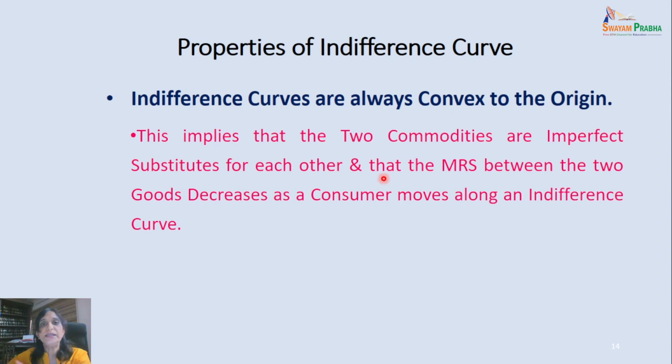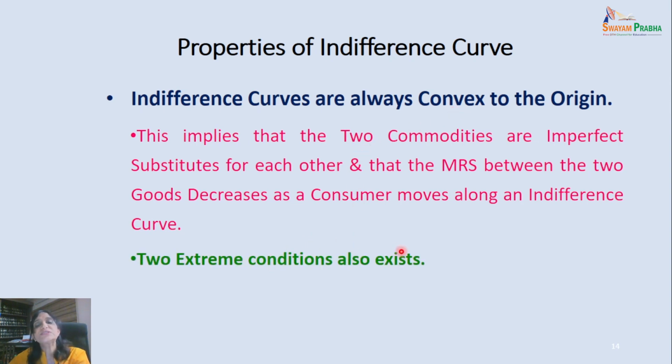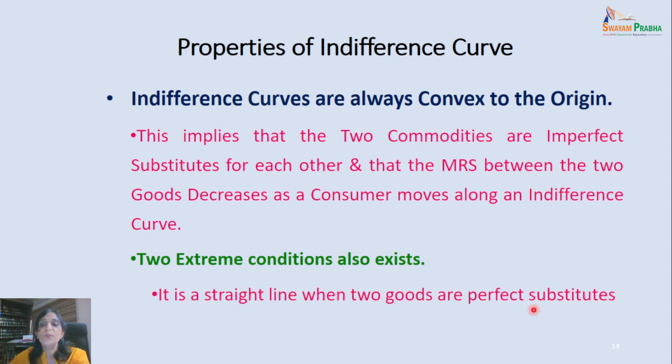Because of this, your indifference curves are convex, or bent towards the origin. However, there are two special cases, or two extreme conditions, when your indifference curves are not convex to the origin. One, when the goods are perfect substitutes, that is, they are complete substitutes for each other, then your indifference curve will become a straight line.